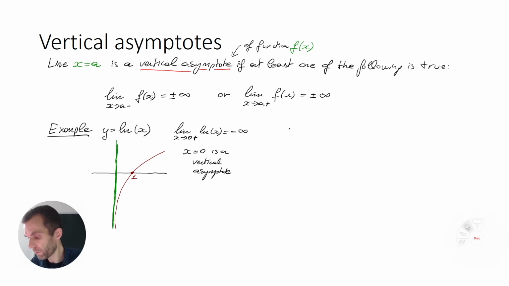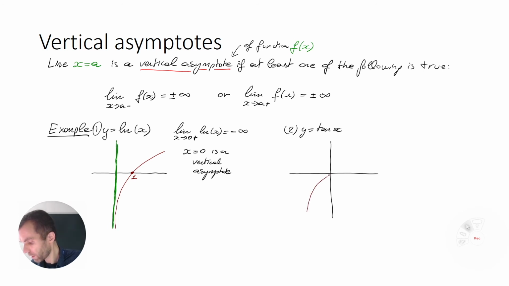So another example is y is equal to the tangent of x. So here we know that the graph looks like this with pi periodicity. And so what we have is for pi over 2, for minus pi over 2, and then again with periodicity here for 3 pi over 2.